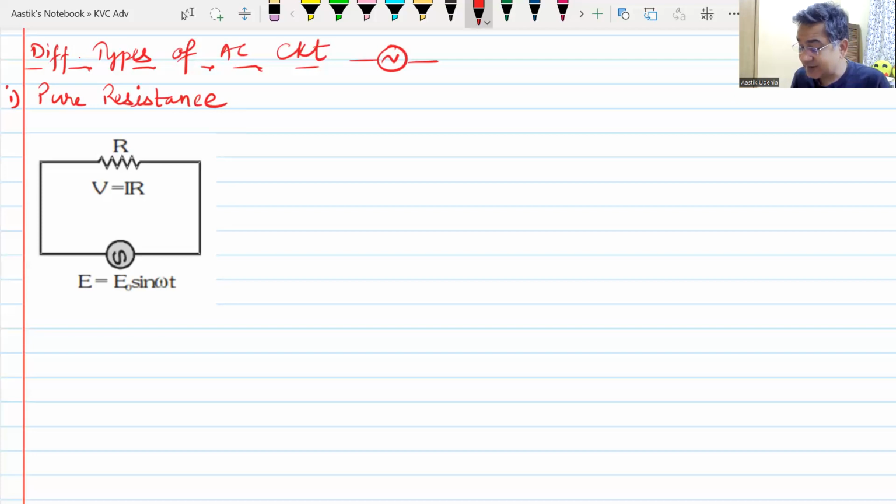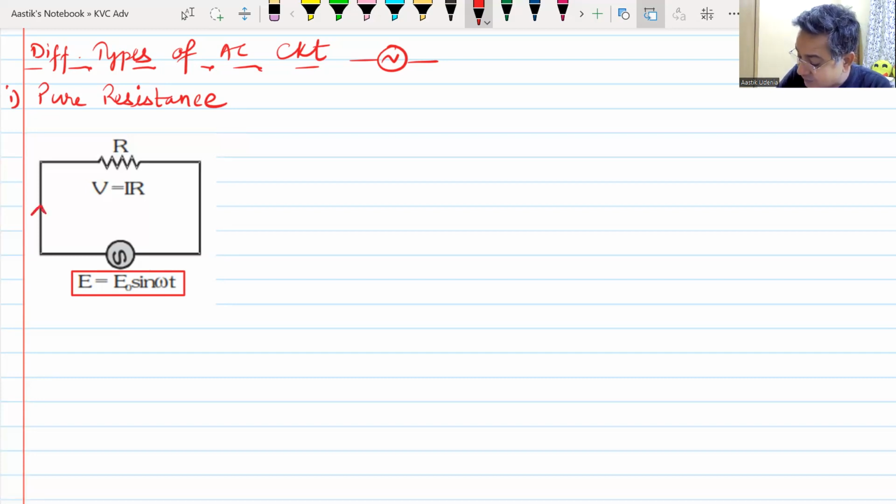Now, the value of this AC source in most of the cases is going to be given like this. This is how we will start. E is equal to E naught sine omega t. This is the value of this AC source. It keeps on fluctuating. It's a sine wave. Do we understand this?